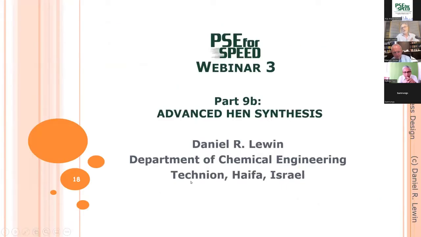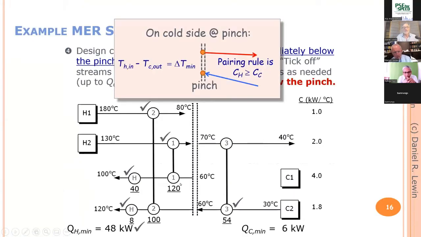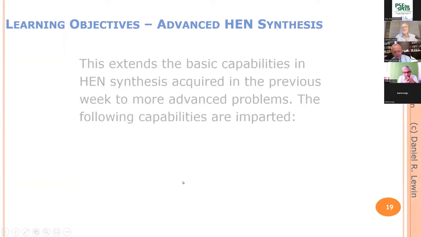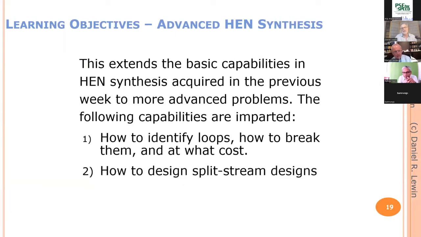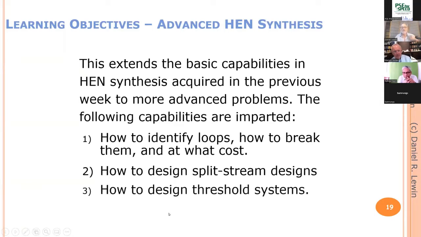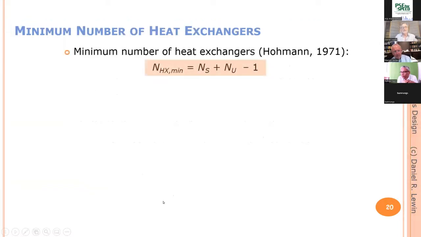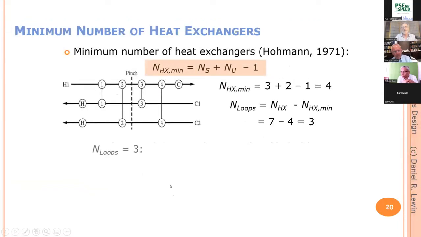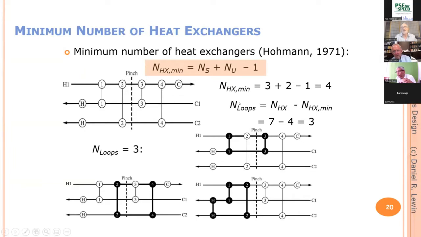That's their level. We then move in the second week to advanced HEN synthesis, basically how to identify loops, how to break them and at what cost, how to design split stream designs, and how to design threshold systems. That's what we're doing in the second week. So I'm not going to go into a lot of detail here. Basically, there is a way of estimating the minimum number of heat exchangers and thus determine how many loops there are in the system.